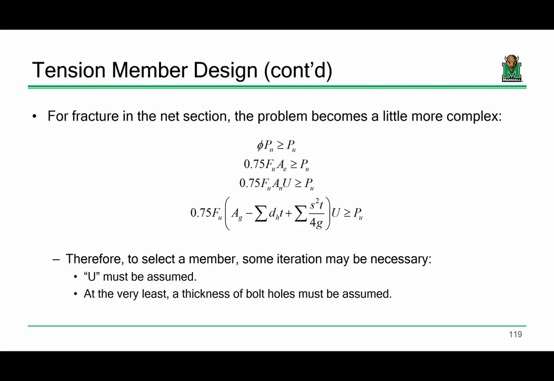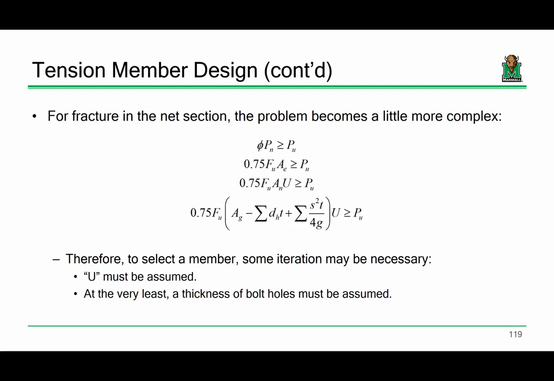Keep in mind, this is design mode. You don't have a clue what the section looks like because you're picking the cross section. So how do you go about this? How do you go about design if you have no idea what a U value is and you have no idea what the thickness is? How do you do that? There's too many variables.